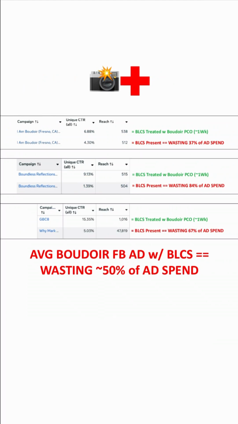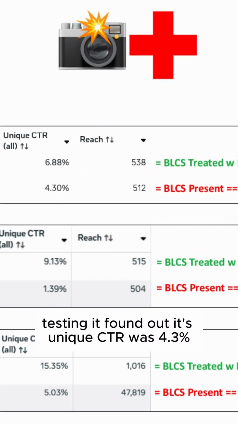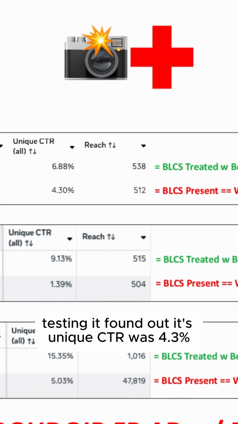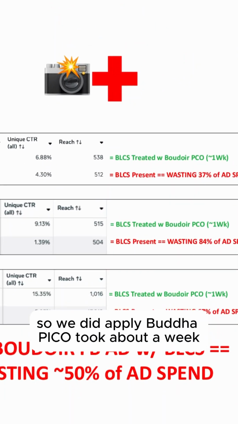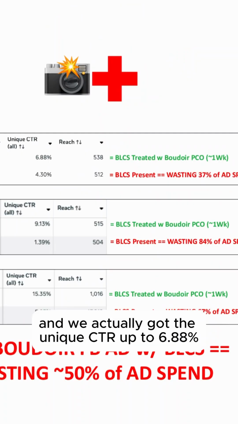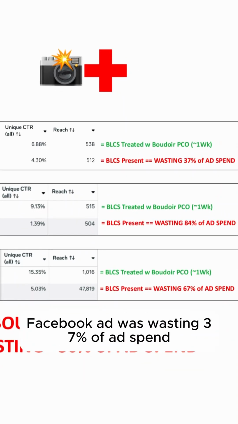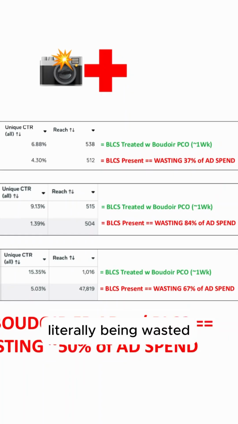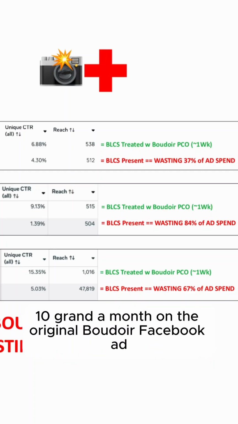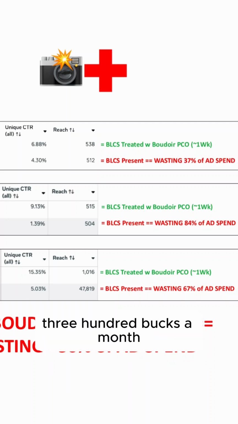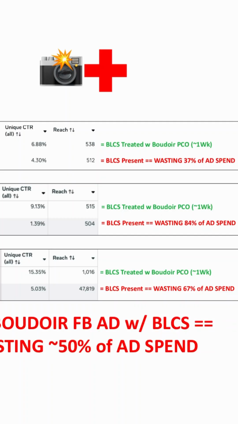So from my residency, the first part was finding a Boudoir Facebook ad out in the wild, bringing it to the hospital, testing it, and finding out its unique CTR was 4.3%, and then applying the treatment, Boudoir Pico. It took about a week, and we got the unique CTR up to 6.88%. So we found that the original Boudoir Facebook ad was wasting 37% of ad spend, literally being wasted. So if they're spending 10K a month on the original ad, now they only need to spend $6,300 a month on the Boudoir Pico treated ad to get their ad into the same number of women's brains. Way more efficient.